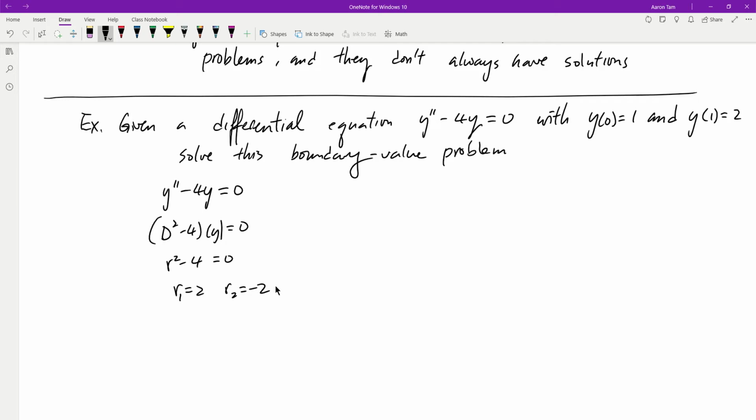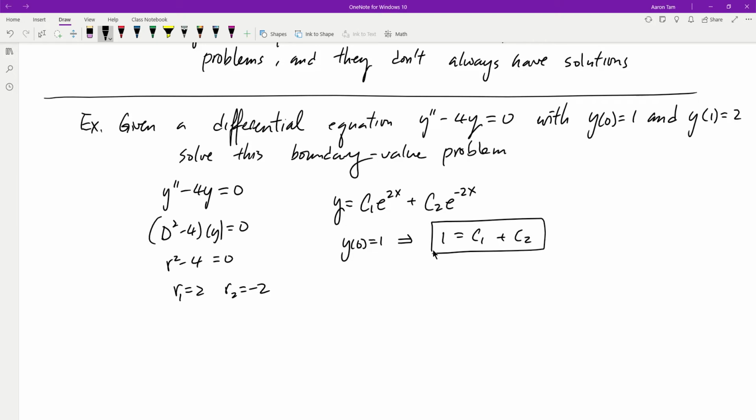All right. And so that seems pretty simple. So therefore my solution would be y equal to c1 e to 2x plus c2 e to negative 2x. So nothing seemed too difficult yet. Okay. So here where the difficulty is, by plugging in the two boundary values. So y of 0 equal to 1, that one is nice. That will mean 1 equal to c1 plus c2. So that's a nice simple equation.